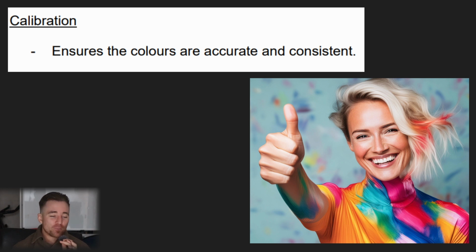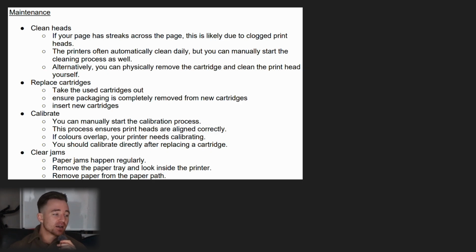So your maintenance, again, calibration, making sure your colors are accurate and consistent. You can do that through the printer settings. Just calibrate the printer. Whenever you insert new cartridges, always a good idea. You're going to want to clean your print heads. So if your page does have streaks across it, it's probably because you have dirty print heads in your cartridges. The printer does often automatically clean itself, but it's always a good idea, if you're having issues, to manually start the cleaning process as well.